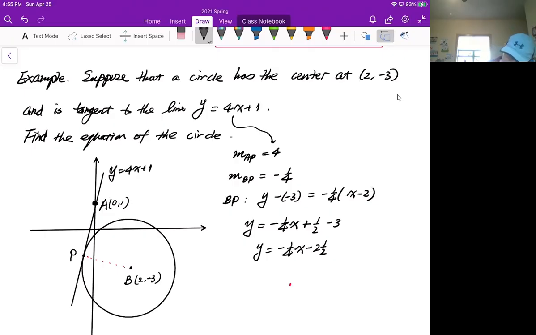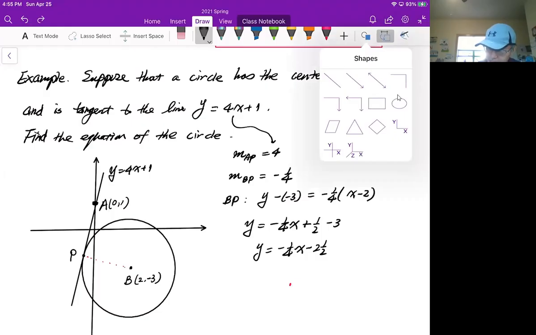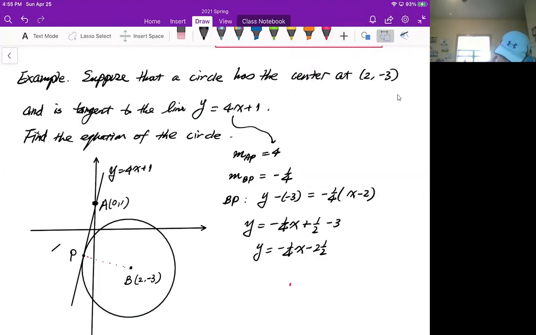Okay, maybe I should... let's connect that. No, I have the... wait a second. Let me just use that one. That looks better because, yeah. So let's do this one, right? So this is the equation here, right?